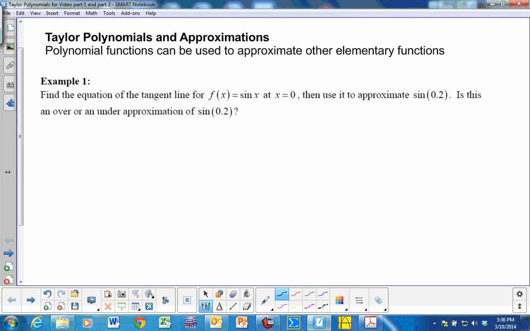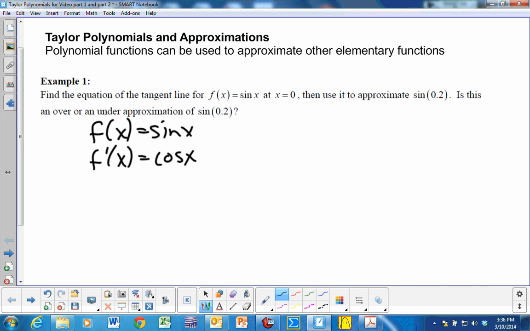So if f of x is sine x, then the derivative is cosine x. And then we want to find the derivative at x equals 0. So f prime of 0 would be cosine of 0, which would be 1. So we know that the slope of our tangent line is 1. And then our original point is x equals 0. If you plug 0 in here, you're going to get sine of 0, which is 0. So our point is (0, 0).